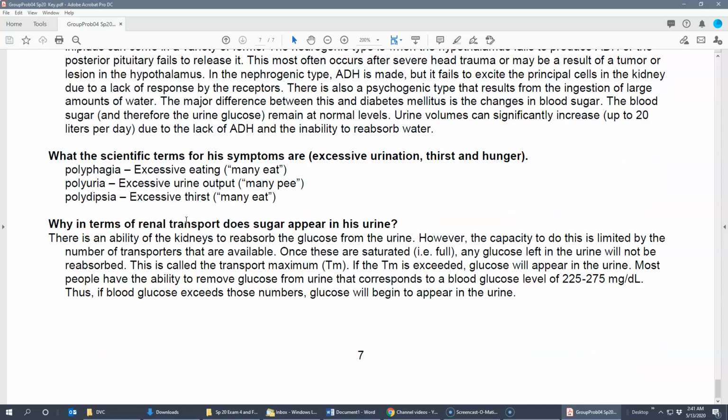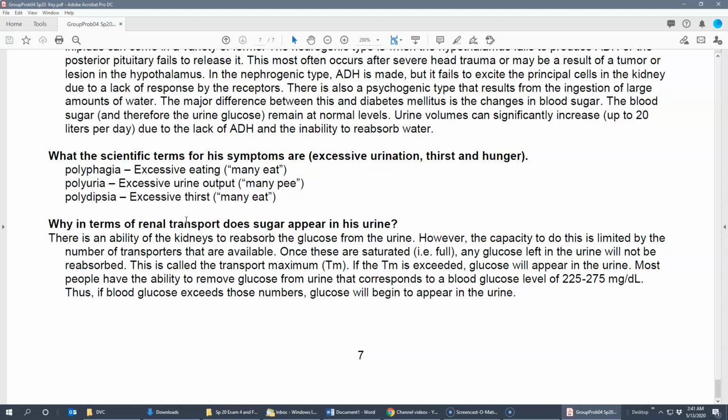So why does Bill have sugar in his urine? Remember that for reabsorption, some things are reabsorbed through some sort of protein mechanism. In this case, glucose is reabsorbed in the proximal convoluted tubule by proteins. Those proteins, we have a finite number of them, and we've mentioned this all semester. Protein receptors are subject to three things: specificity, competition, and in this case, saturation. Once those protein receptors are saturated, any glucose left in the urine will not be reabsorbed.